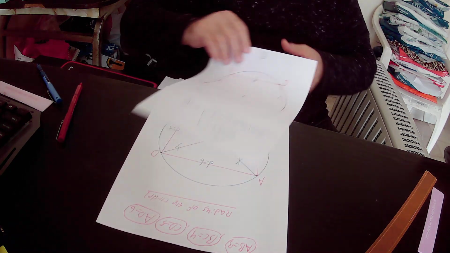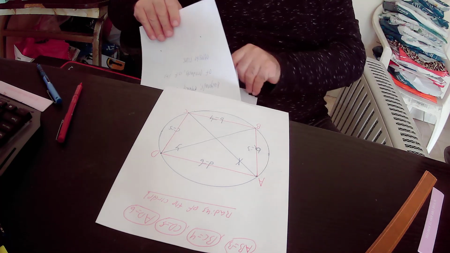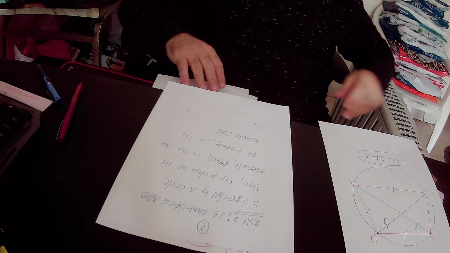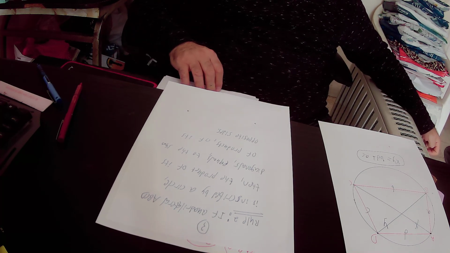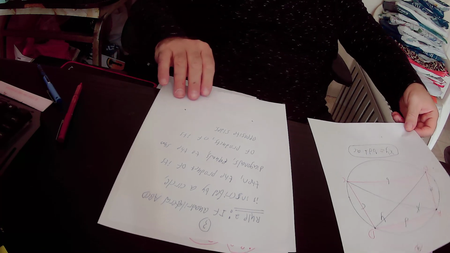Okay, that is rule number 1, and we also have rule number 2. According to rule number 2, if quadrilateral ABCD is inscribed in a circle, then the product of its diagonals equals the sum of the products of its opposite sides. So what is the meaning of rule number 2?